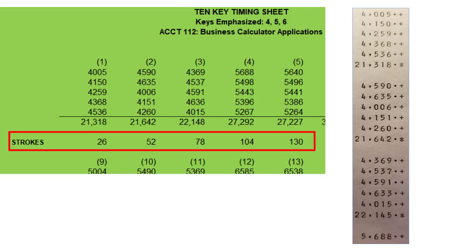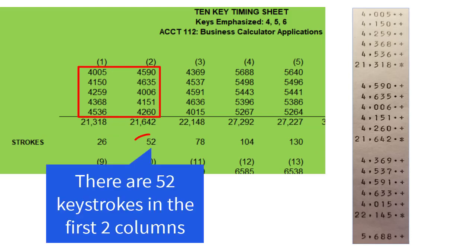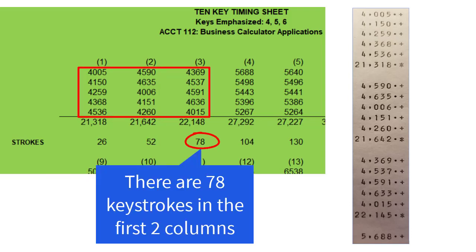For example, if you finish the first 2 columns, that's a total of 52 keystrokes. If instead you finish the first 3 columns like I did, that's a total of 78 keystrokes. Since I finished the first 3 columns, that's 78 keystrokes plus however many keystrokes I had in the 4th column. So I have 4 numbers in the 4th column.